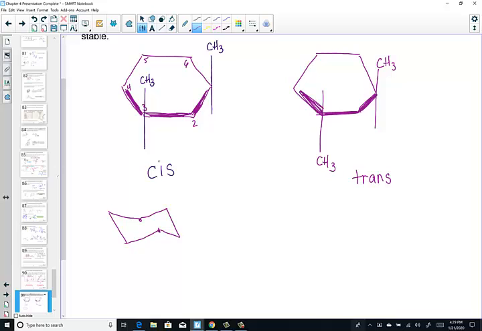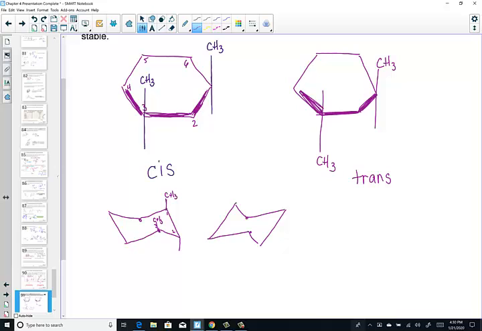So let's call this carbon 1 and this carbon 3. So if this is an axial, this will be an axial pointing down. This is an axial pointing up. So both of these need to point up in a 1, 3 cis conformation. Or draw your lines slanting the other way. Do your best to draw a cyclohexane.